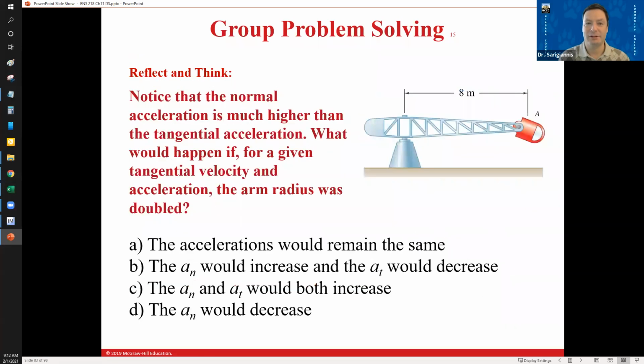Let's see. Oh, okay, here's a little group problem. Let me put the poll up there.